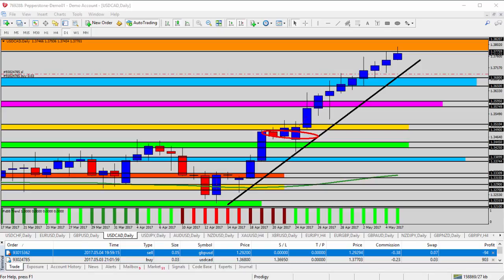We have some significant news today out of both Canada and the U.S. with Canadian employment change and unemployment rate, and of course U.S. non-farm payrolls, earnings, and unemployment rate as well. So this currency pair specifically could get volatile today.